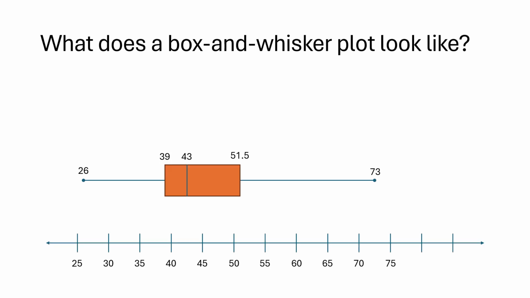If we create the box and whisker plot from our previous example, this is how it would look like. In our previous example, we find that the minimum and maximum values of the dataset are 26 and 73 respectively. We also computed the three quartiles, 39, 43, and 51.5. Notice that this is called the box and whisker plot because of the box in the middle with two line segments attached to it on either side that look like whiskers.